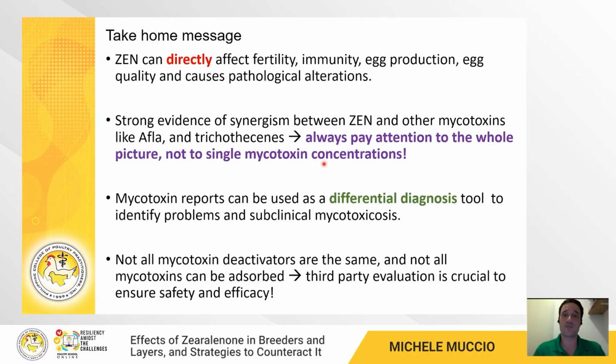I have reached the end of this presentation and I hope you enjoyed the talk. As a take-home message, I want to reflect on four points. I mentioned how zearalenone can directly affect fertility, immunity, egg production and quality, and cause pathological alterations, like the effect on gut health and PCOS, polycystic ovary syndrome. There is strong evidence of synergism between zearalenone and other mycotoxins like aflatoxin and trichothecenes. Keep in mind the literature that I showed you before.